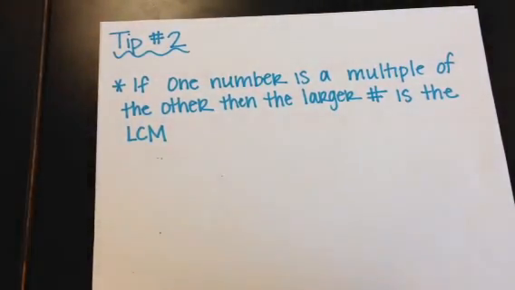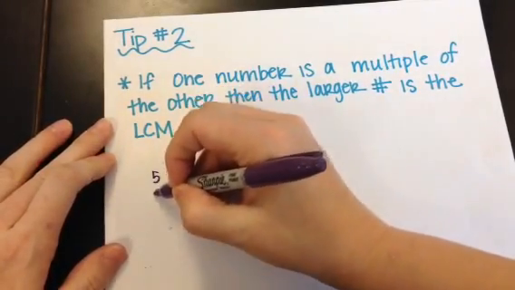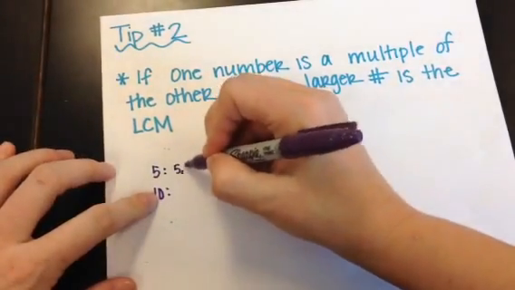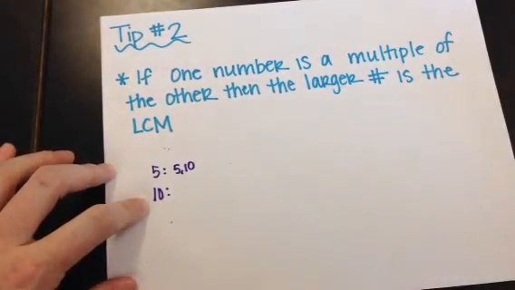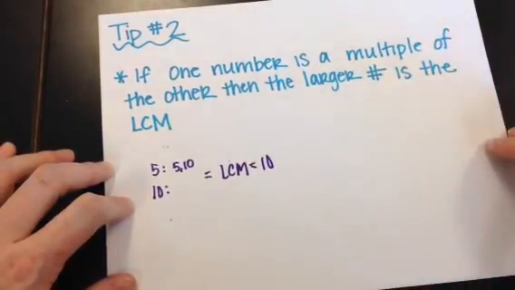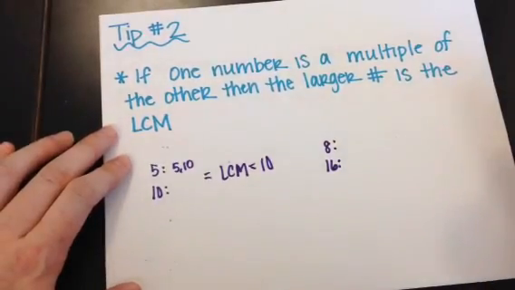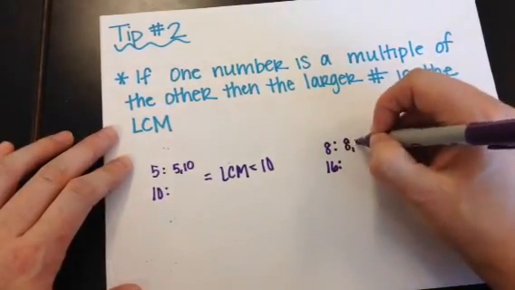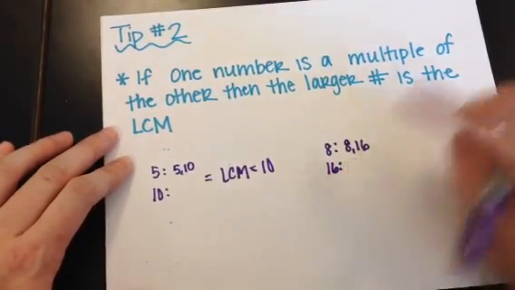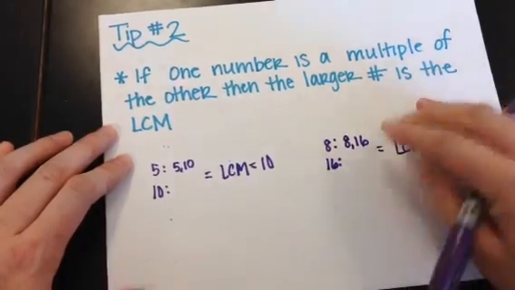So if I had 5 and 10. Ten is a multiple of 5, therefore it is the least common multiple. If I had 8 and 16, because 16 is a multiple of 8, then 16 is the least common multiple, because it would always be the first one that we list. So the LCM is 16.